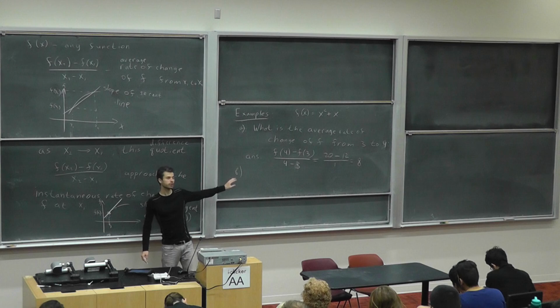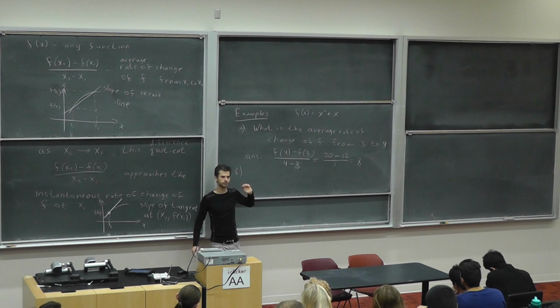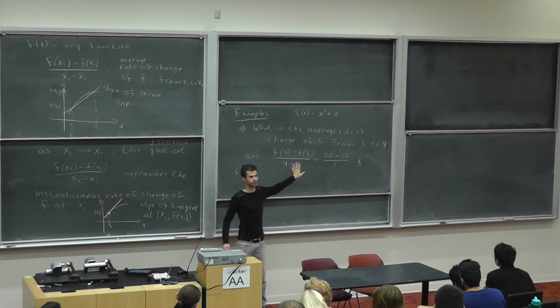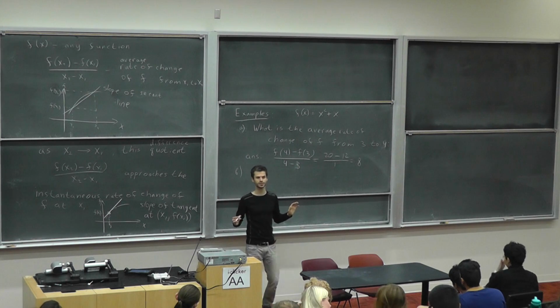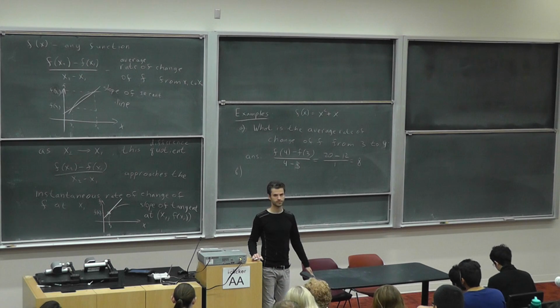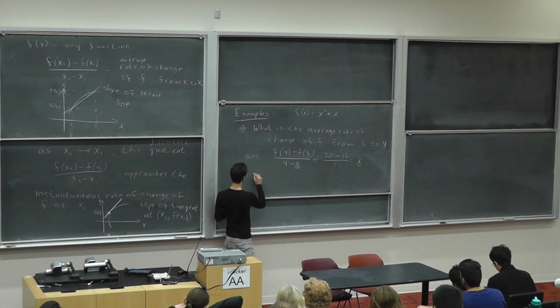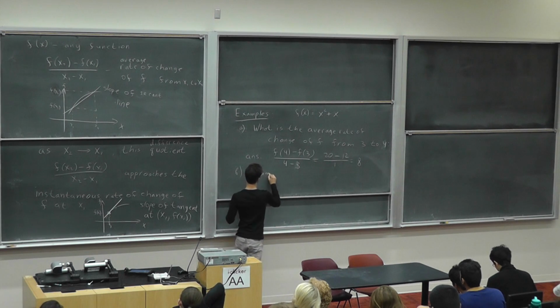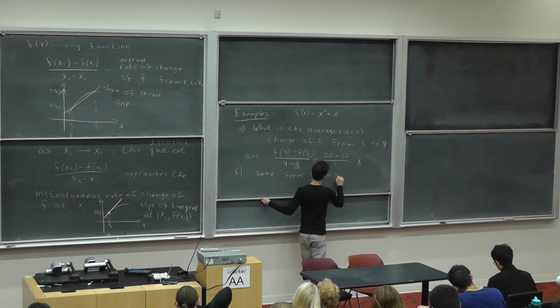So very simple, how much the function changed divided by how much the argument changed. Any questions about this part? This is the simplest part and should be absolutely clear. Okay, great. So next, same but from 3 to x.